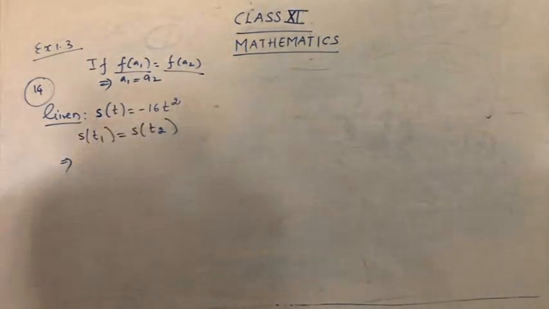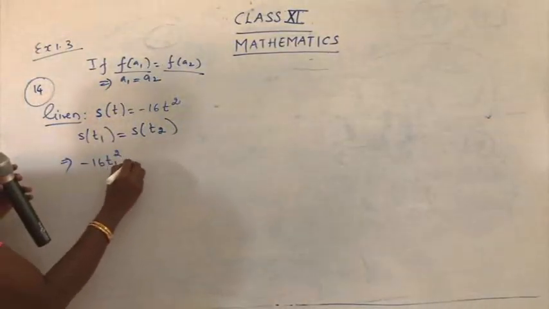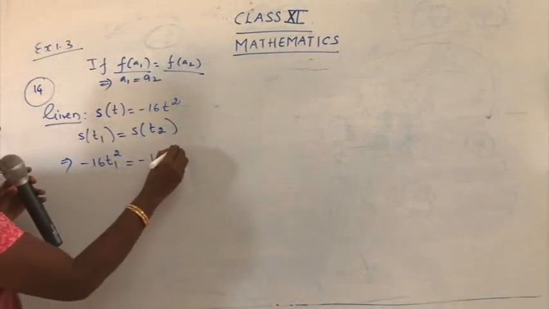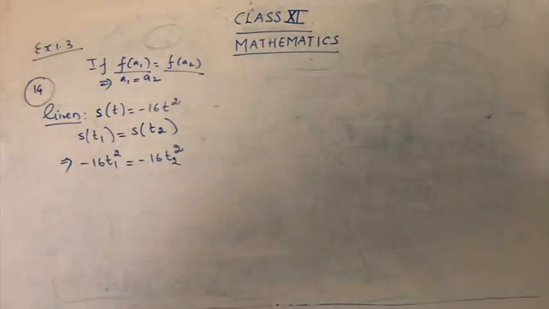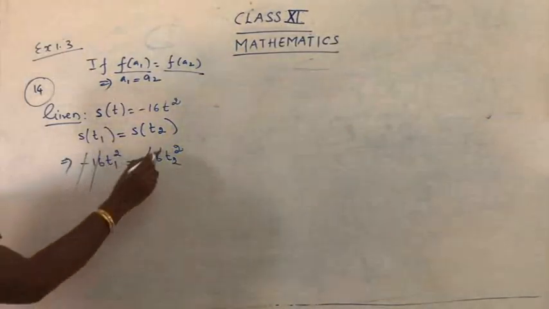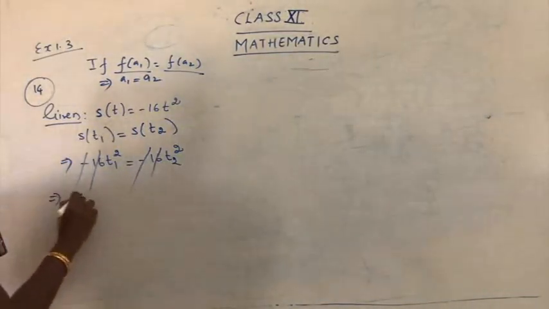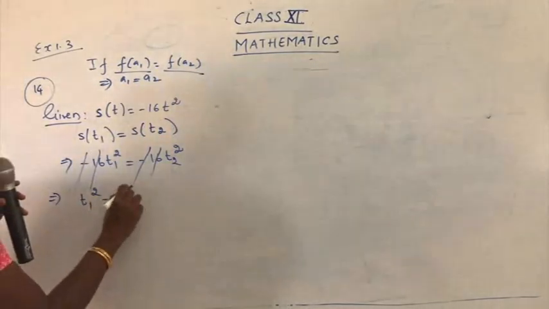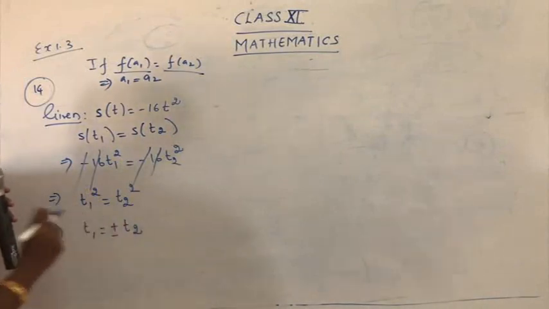what is the function here? Minus 16t square. So you get minus 16 t1 square is equal to minus 16 t2 square. Is this clear? Just try to cancel out the common part here, children. Minus minus gets cancelled, 16 gets cancelled. T1 square is equal to T2 square, which implies T1 is equal to plus or minus T2.